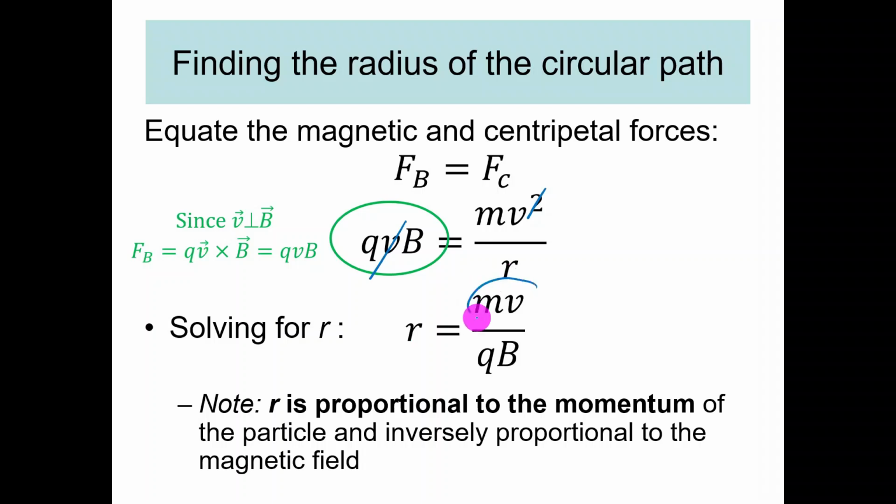So this MV is momentum, P. That's the momentum of our particle. So if our mass is higher or our velocity is higher, we are going to get a larger radius circle. I think that just kind of makes sense. If our charge is larger or our magnetic field is larger, our radius is smaller. So basically, the stronger the charge and the stronger the magnetic field, the tighter that circle is going to be. The better the magnetic field is going to be at pulling it in.